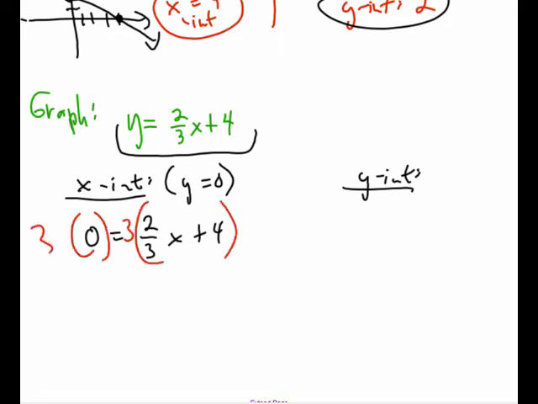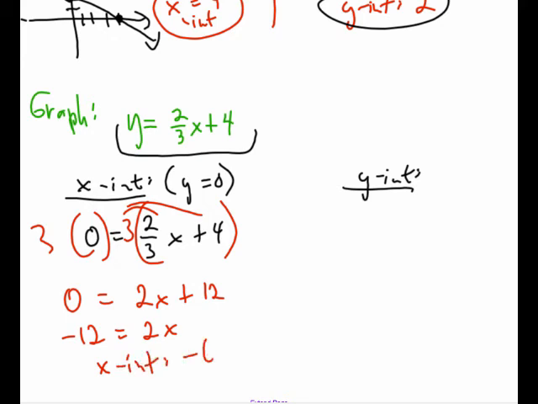So 3 times 0 is 0. Distributing here would be 2x plus 12. So negative 12 is 2x, so the x-intercept, after I divide by 2, is negative 6.